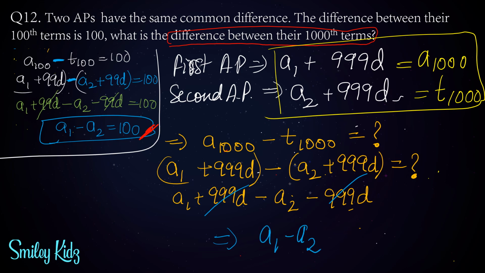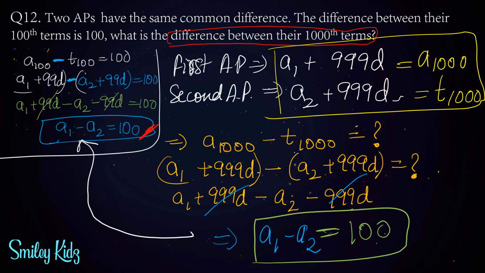Well, everyone, look at what we have arrived at before. We know that A1 minus A2 is already 100. So what is the value of A1 minus A2 over here? It is 100. That means the difference between the 1000th terms is also 100, everyone.